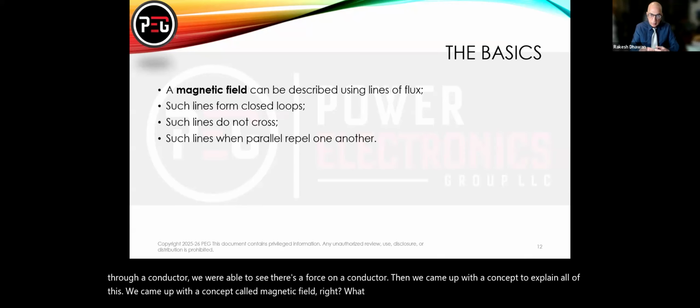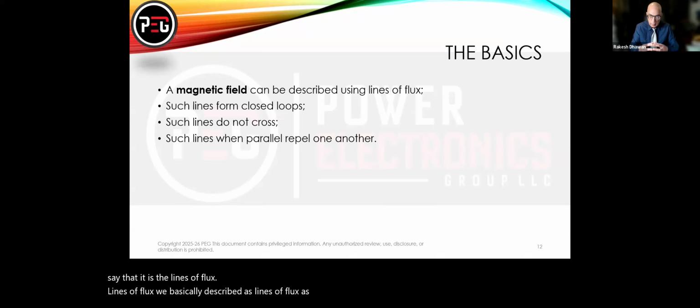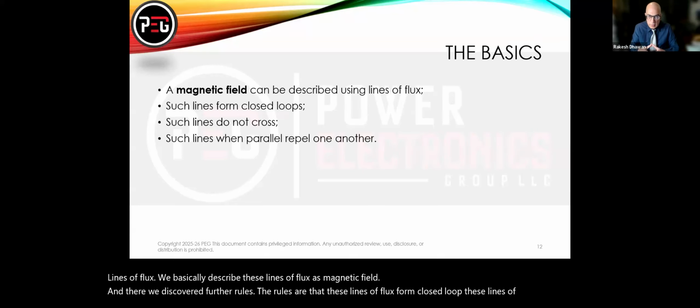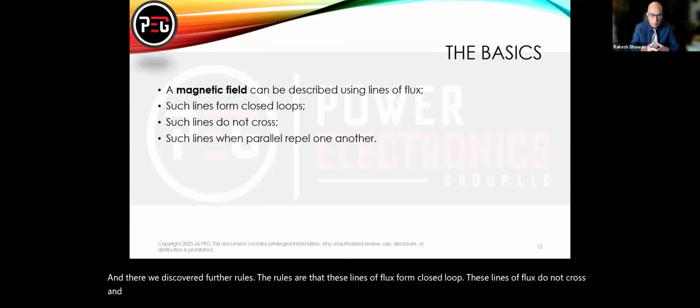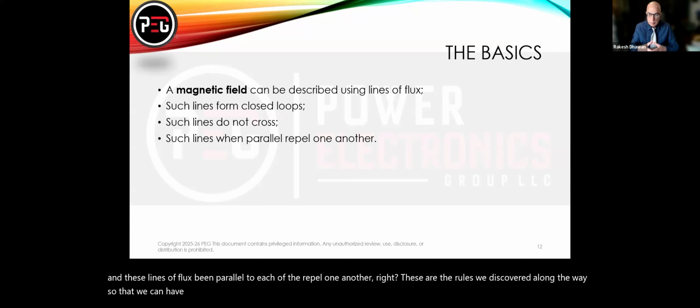What is a magnetic field? It's a human concept where we describe the lines of flux as the magnetic field. And there we discovered further rules. The rules are that these lines of flux form closed loops. These lines of flux do not cross. And these lines of flux, when parallel to each other, repel one another, right? These are the rules we discovered along the way so that we can have a better understanding of exploiting this wonderful gift from nature. All right.